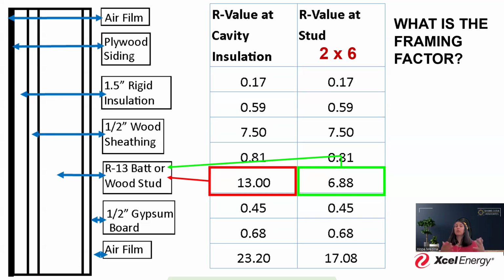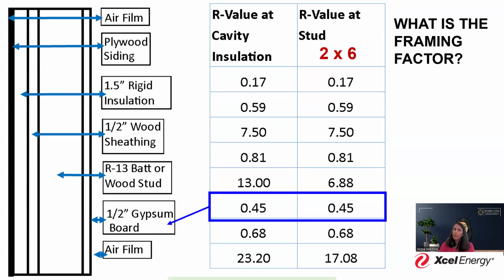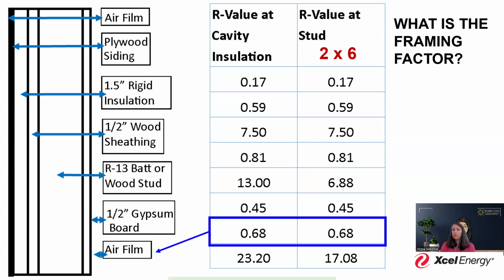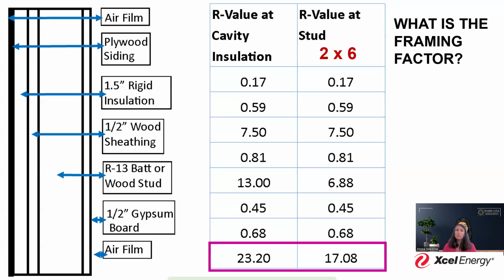So if that were to be an R30 in that wall, you're going to have 30, and then you have the 6.88, 30, 6.88. And then we have our chipboard, which again, they're both at 0.45, and our air film, which is 0.68, because there's no difference that differentiates it from where the cavity insulation is and where the stud insulation is. So when you add all of those up, the two columns, you end up with our R value assembly at the cavity of a 23.2, and then our R value at the stud is actually going to be a 17.08. So you can see that there's a difference.